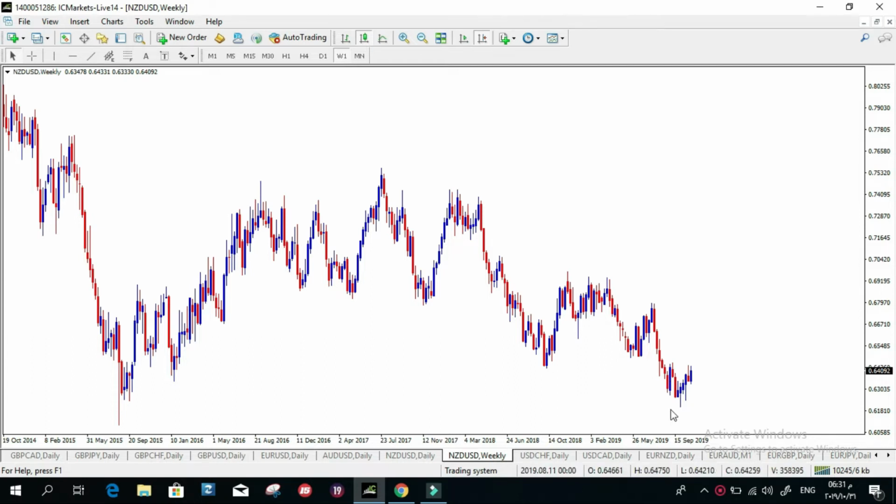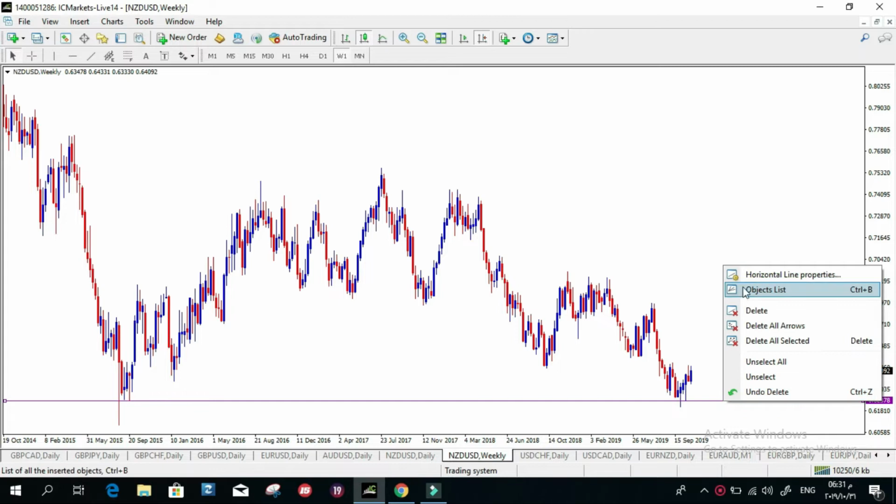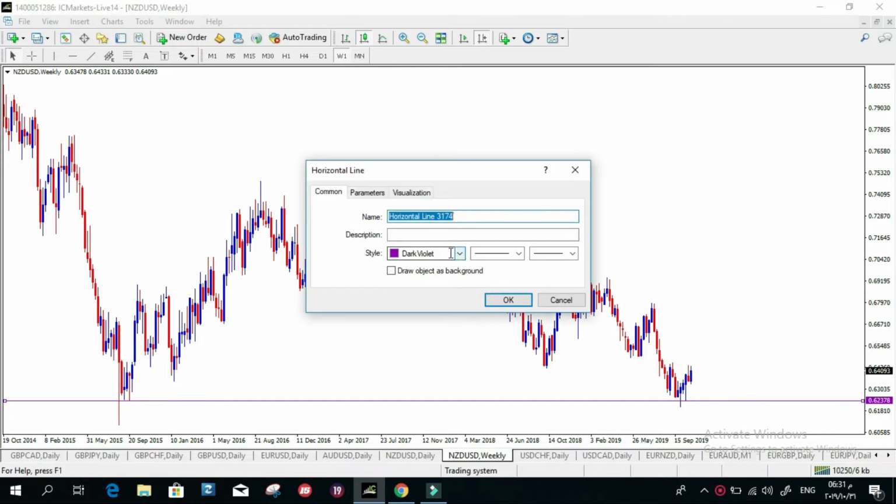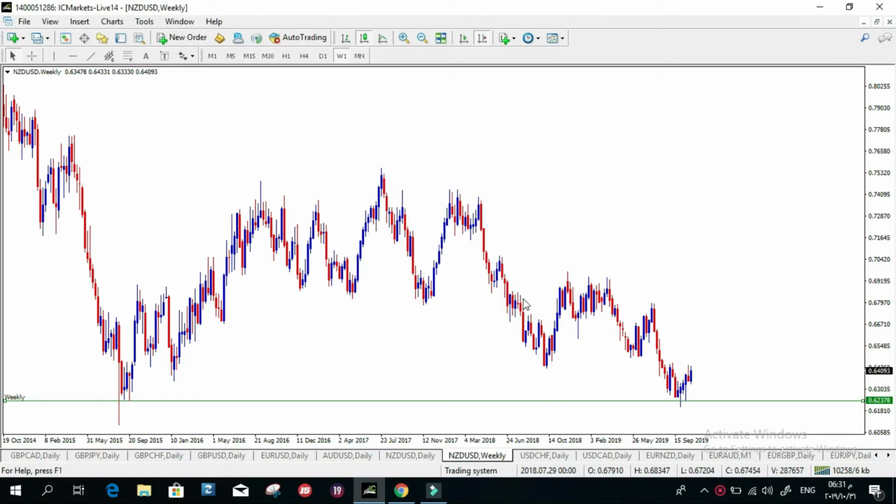So we have a major swing low over here. Let's make a unique color for it and call it weekly. Now I connected this low with those two lows over here. And then let's make a line to connect that low. Now we have our first support zone.